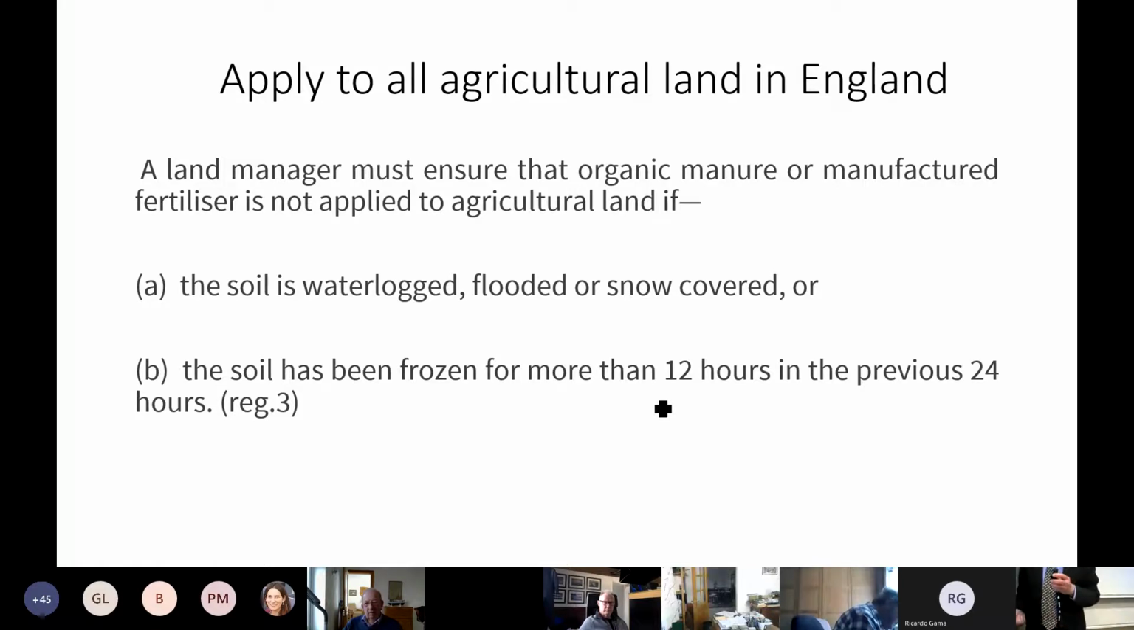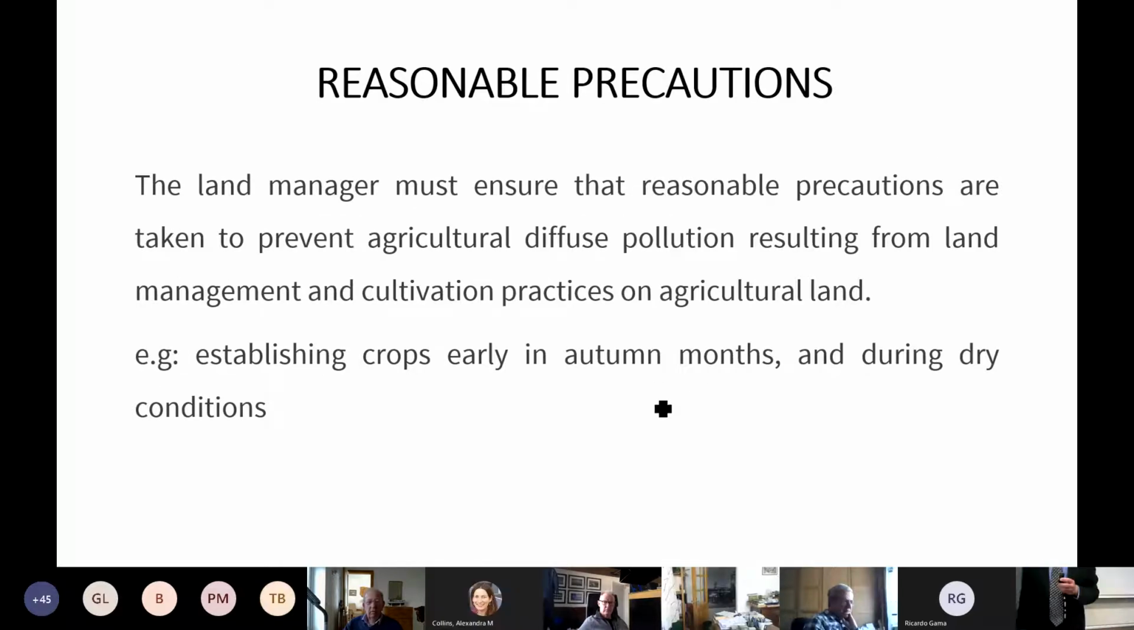Obviously, if the soil has been frozen for more than 12 hours and you apply organic manure to it, it'll just flow off and into a river. So the idea is to prevent that sort of thing. And also, perhaps most importantly, the land manager must ensure reasonable precautions are taken to prevent agricultural diffuse pollution resulting from land management and cultivation practices on agricultural land. For example, establishing crops early in autumn months and during dry conditions.